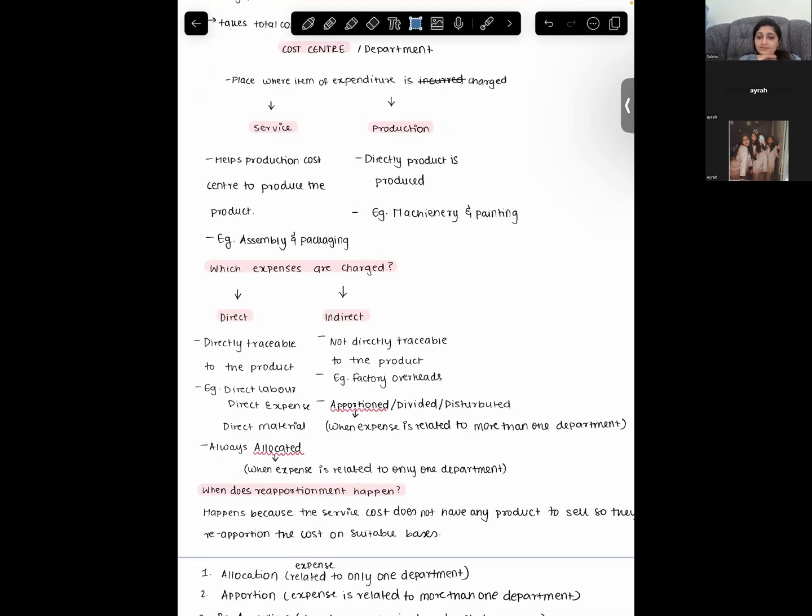Then there are two types of expenses, direct and indirect. Direct cost is directly traceable to the product, and indirect is not directly traceable to the product. With indirect, you apportion the expenses when the expense is related to more than one department. And with direct, it is always allocated because the expense is related to one department only.